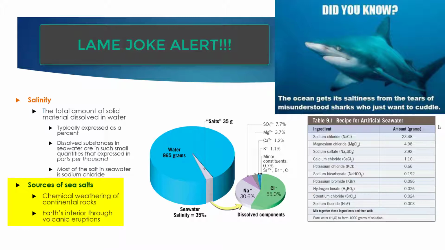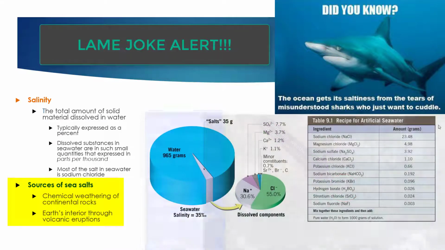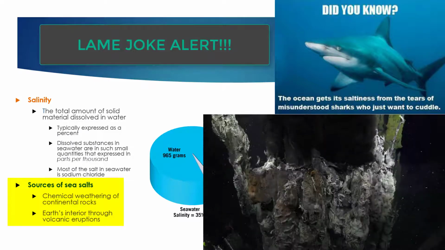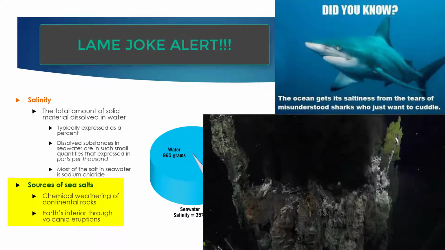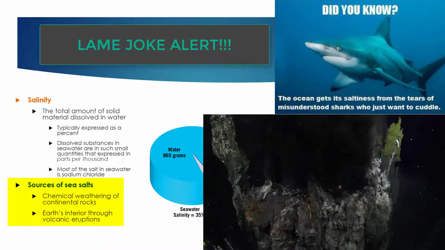Well, there's two primary sources. The first of which is the chemical weathering of continental rocks. Specifically, a lot of the dissolved components get carried through rivers and streams and dumped into the oceans. A second source of sea salts is Earth's interior. Through volcanic eruptions and what's known as outgassing, many of the dissolved components in seawater get into the seas through geologic processes.